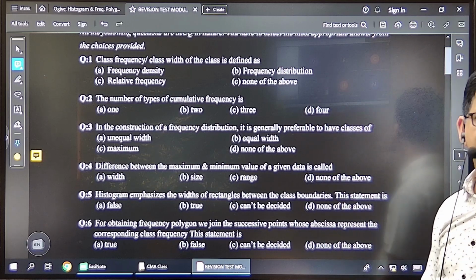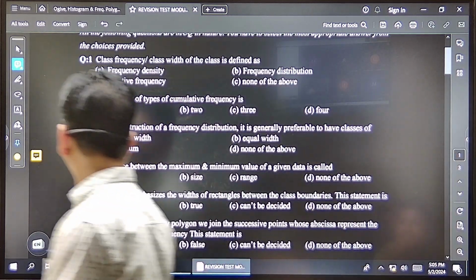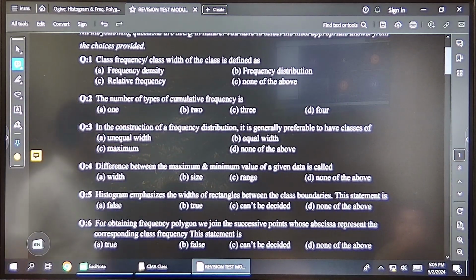So it is a revision sheet from module 4. What we have discussed is here. Just try to get only the correct option for this. After the class, I'll send the questions here in the group. Only find the answer.